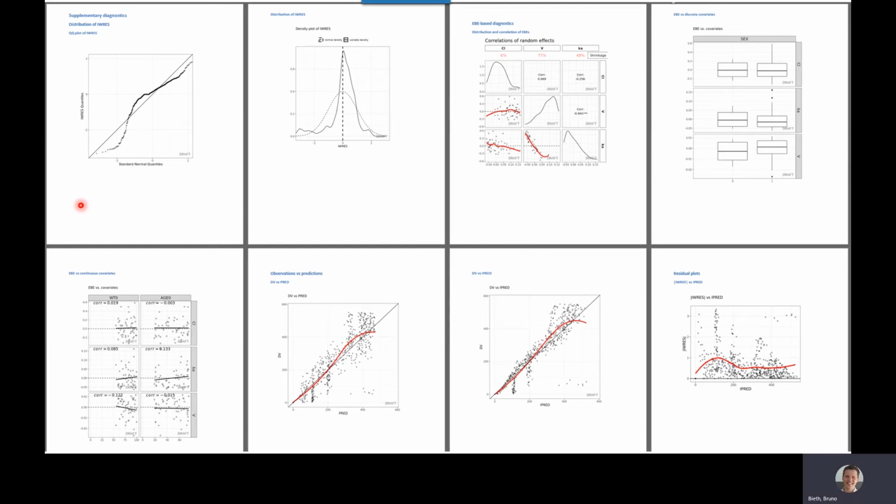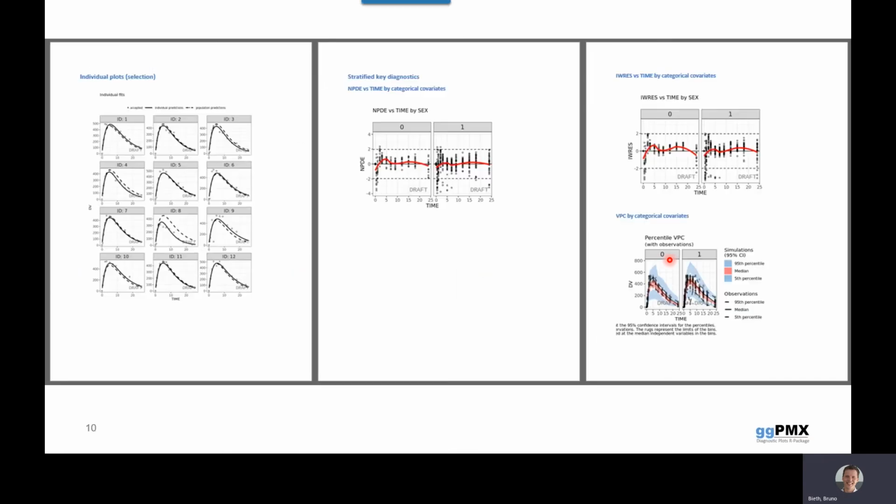In the next few pages, you will find additional diagnostic plots, ranging from the correlation of the random effect, the distribution of your random effect according to your covariates, standard diagnostic plots, such as observation versus population prediction versus individual prediction, residual plots, and individual fits.